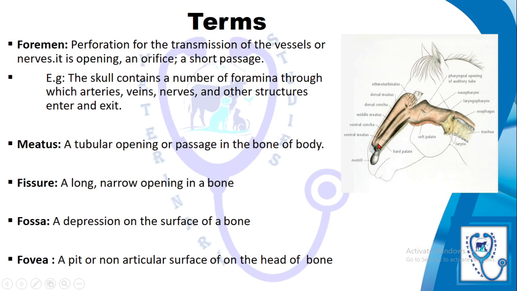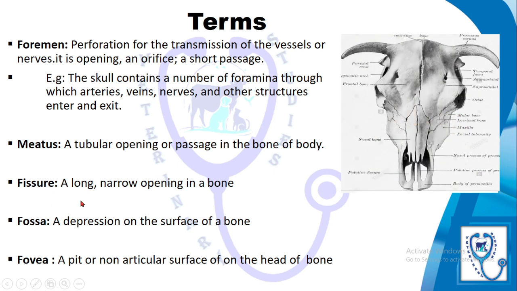There are nasal passages in the body of the bone. Like this one is a middle meatus and this one is a dorsal meatus. Fissure. Fissure is a long, narrow opening in a bone. As an example, I have given a picture of a cattle skull. These two are palatine fissures.